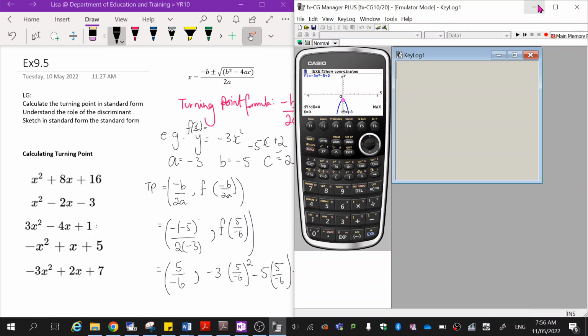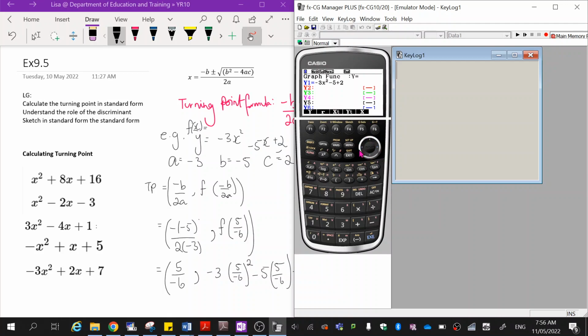Something has gone wrong. Make sure your function's input correctly. So draw it. Now G-solve. That one is going to a max, because see how it's got a maximum point on the graph. So yep, when x is negative 0.833333, y is 4.08333. So I've confirmed that that is my turning point. Okay, so go through and do these 5, and check on your calculator.